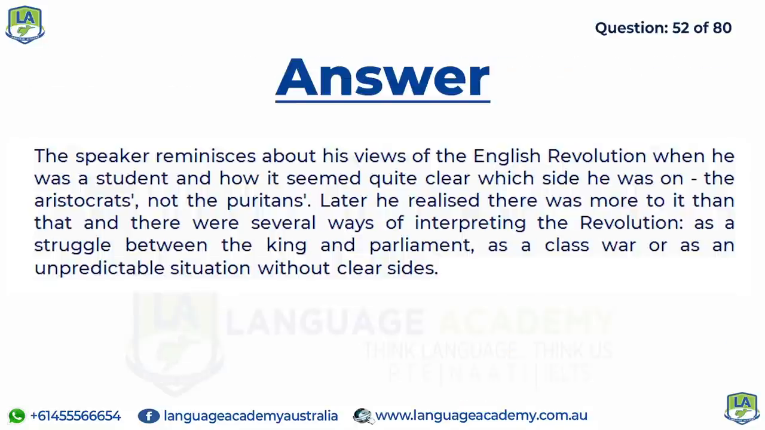The speaker reminisces about his views of the English Revolution when he was a student, and how it seemed quite clear which side he was on, the aristocrats, not the Puritans. Later, he realized there was more to it than that, and there were several ways of interpreting the revolution, as a struggle between the king and parliament, as a class war, or as an unpredictable situation without clear sides.